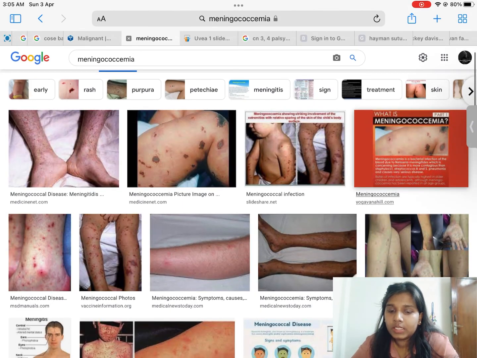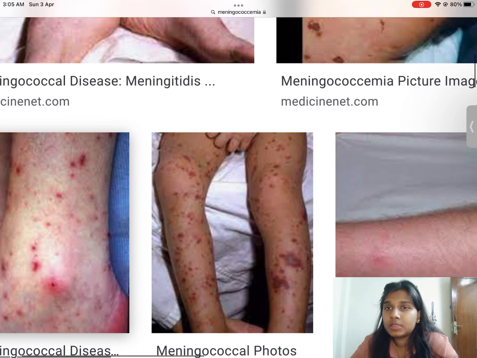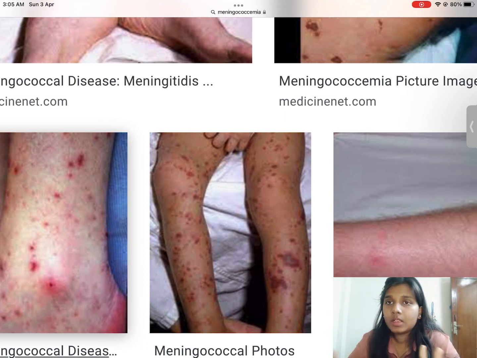Meningococcemia. Okay, look at this patient. Okay, the patient has small hemorrhages below his skin. Okay, these are petechiae. Okay, so if they talk about meningitis symptoms plus rash, think about Neisseria meningitidis.